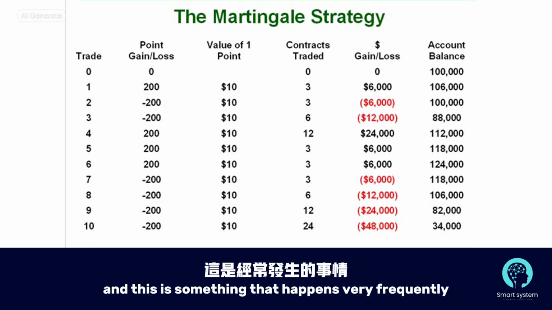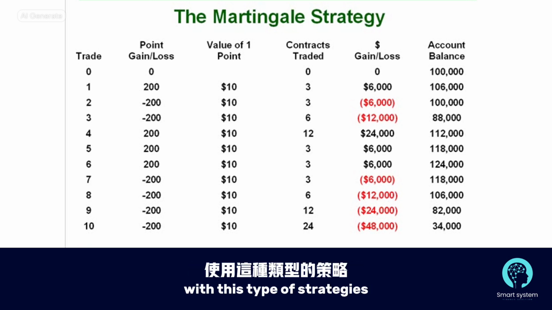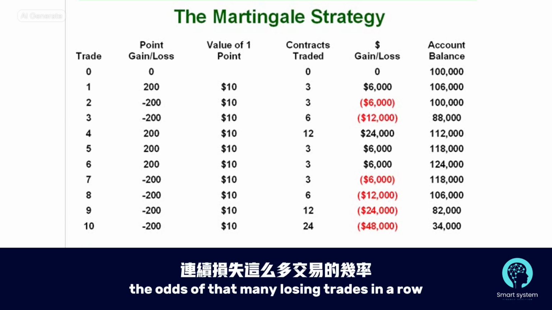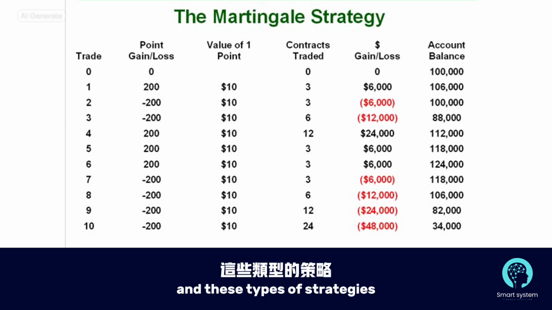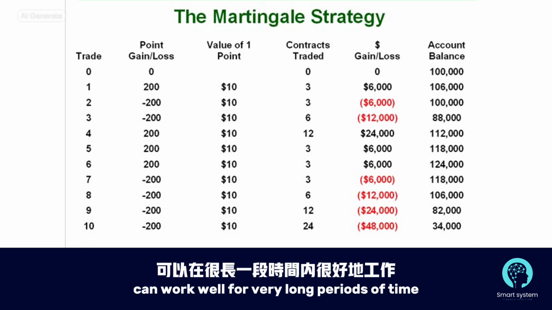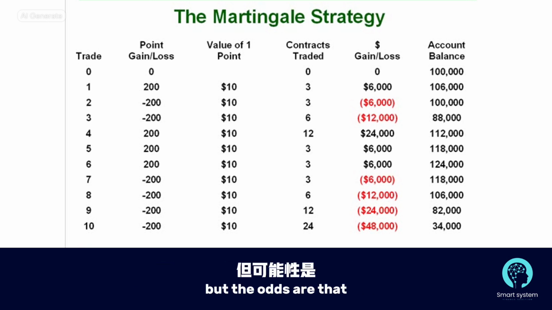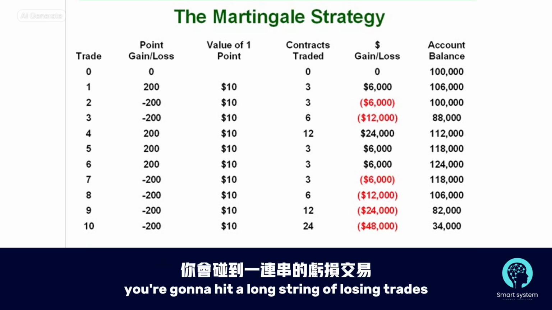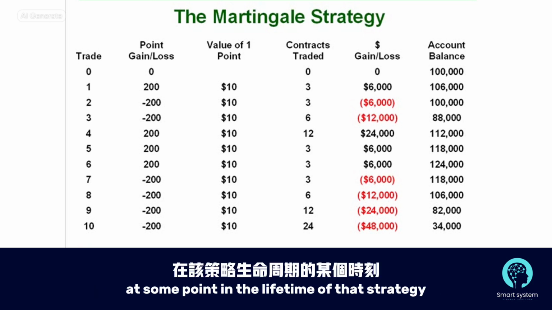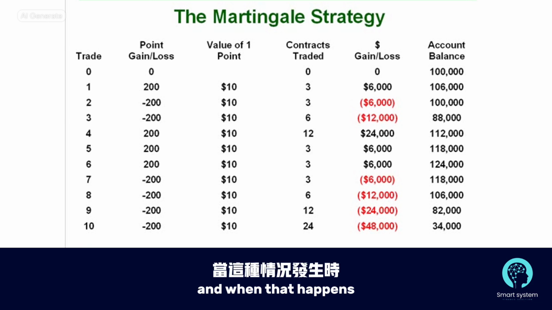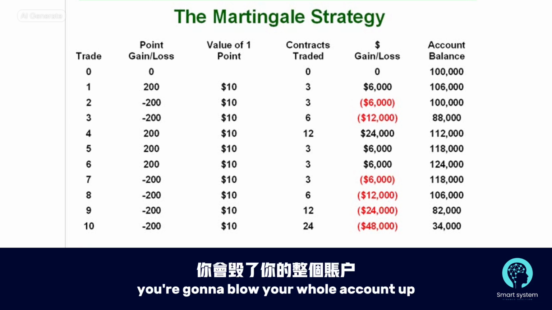And this is something that happens very frequently with this type of strategy. Traders will say, well, the odds of that many losing trades in a row are low, or they'll try to design something around that. And these types of strategies, with those types of tweaks, can work well for very long periods of time. But the odds are that you're going to hit a long string of losing trades, even with the strategies that have the highest win rates, at some point in the lifetime of that strategy. And when that happens, you're going to blow your whole account up.